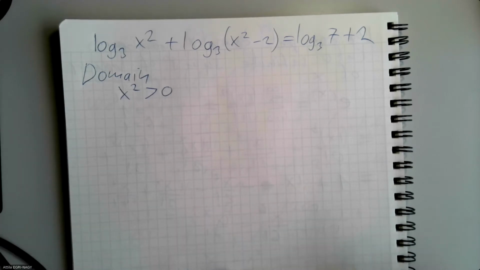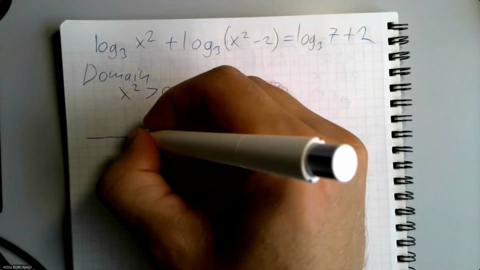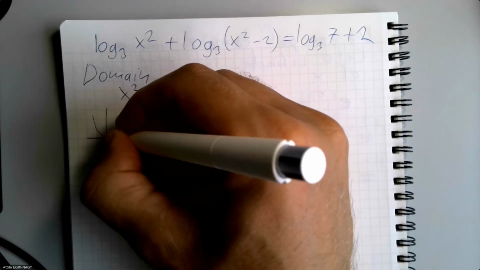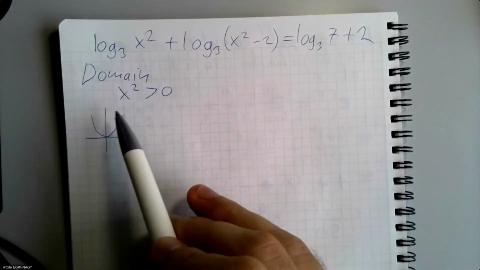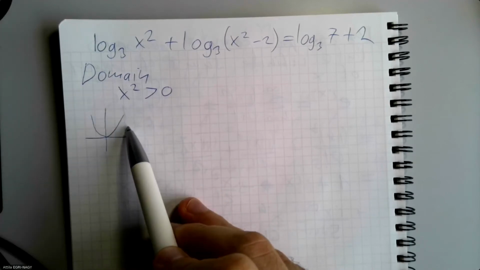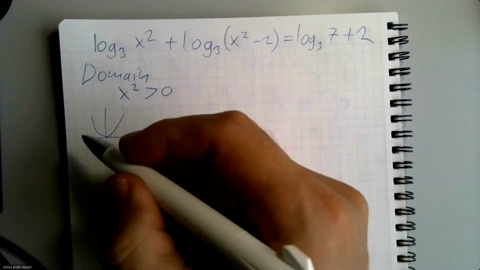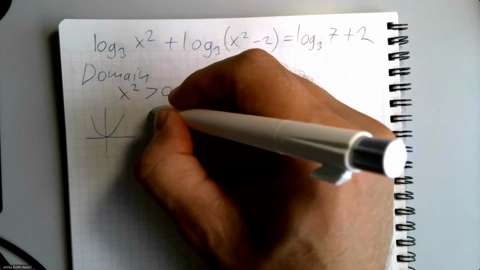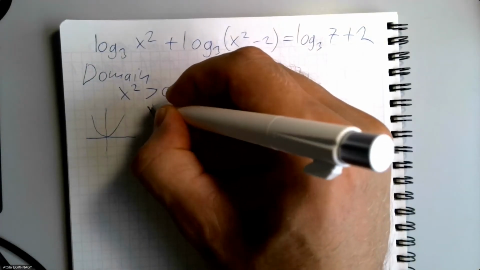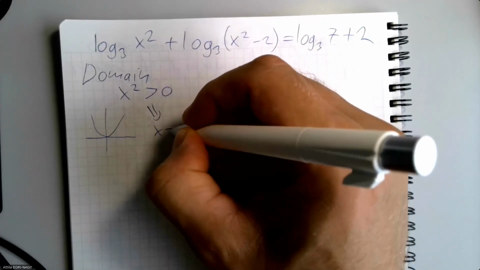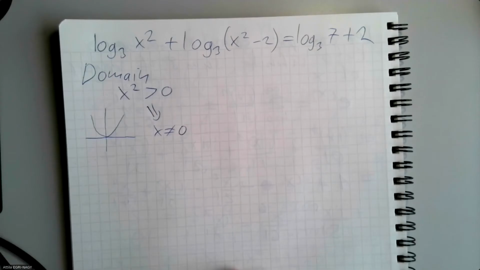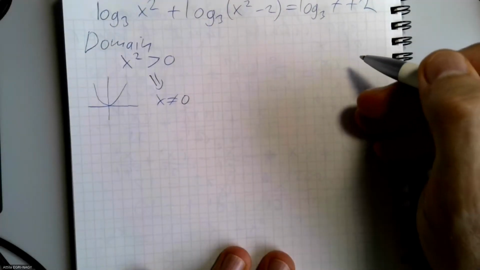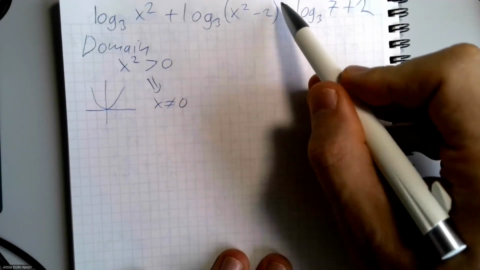Well, that's not too difficult because what is x squared? One can imagine quickly, oh, that's just a parabola. So that's always greater than 0 except at this point. Okay, so x cannot be 0. So from this one, we know that x cannot be 0. Right? But there is another one here.